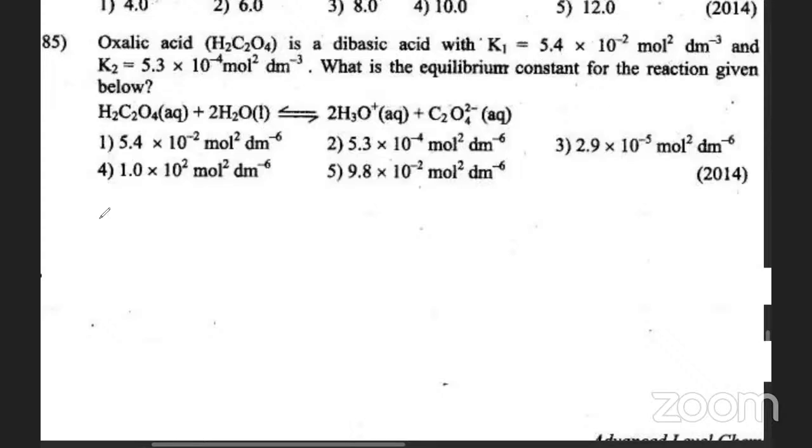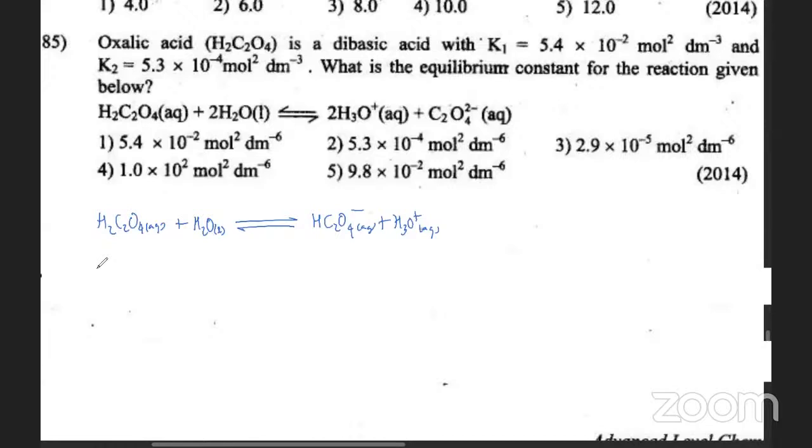Now for oxalic acid, the first dissociation will happen like this. It will react with water and it will release one H3O plus ion first. When it releases one H3O plus ion, this will become HC2O4 minus, and here H3O plus.